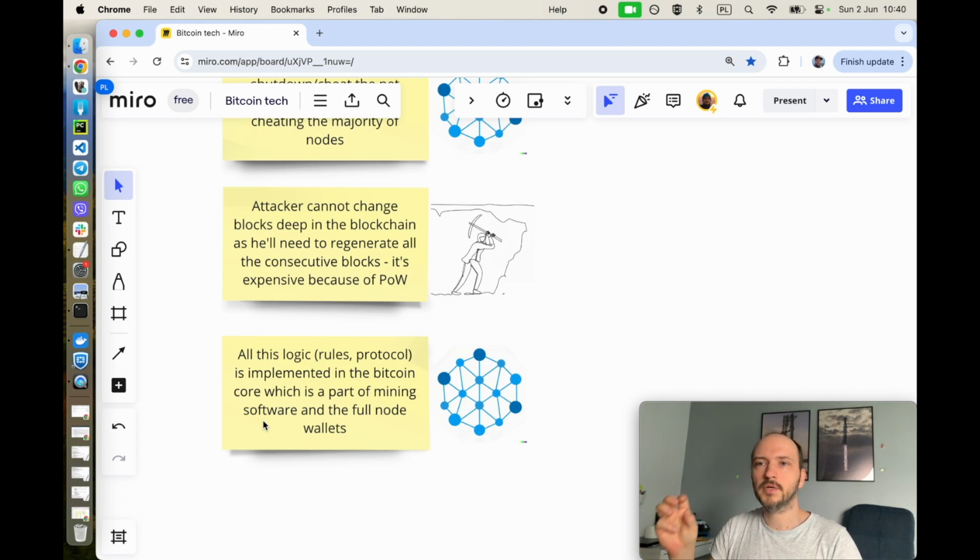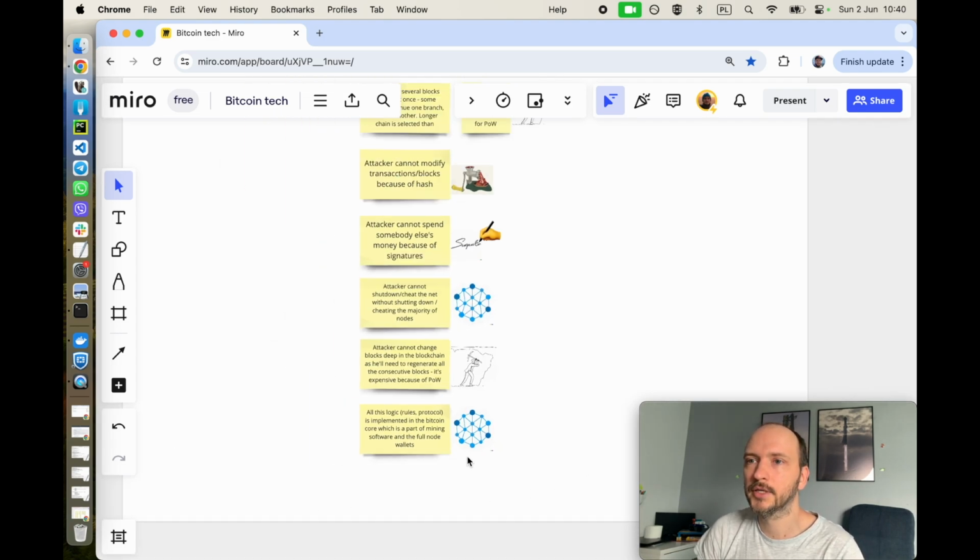And this code is embedded in the mining software or in the software of full node wallets that contain the entire chain. So they are not taken from some server, they are just in the application, and this code is open and you can just go to GitHub and review it. So that's how it is implemented.